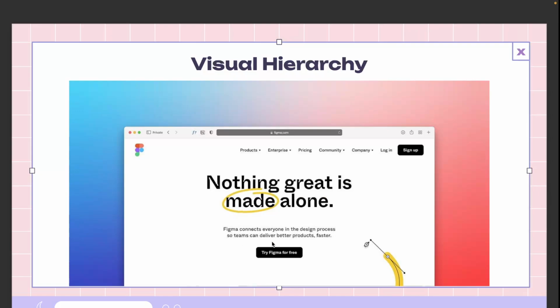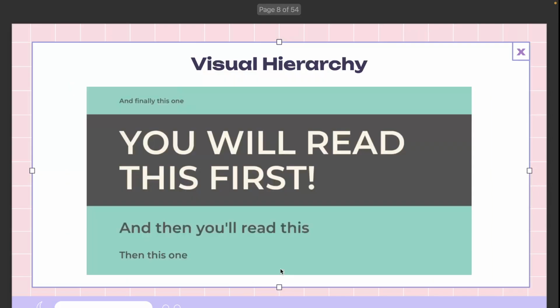The second most important is this. "Figma connects everyone in the design process so teams can deliver better products faster." So that is the second thing that they want you to learn. And then the button, and then they'll ask you to sign up for it. Now this is how visual hierarchy will be. Now look at this picture.